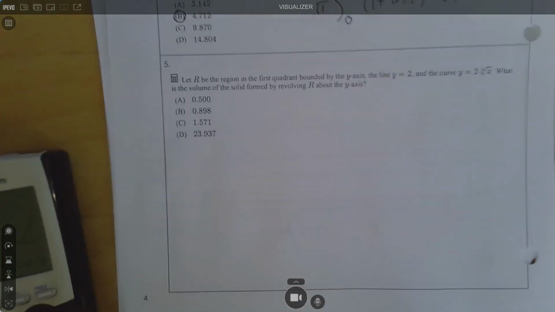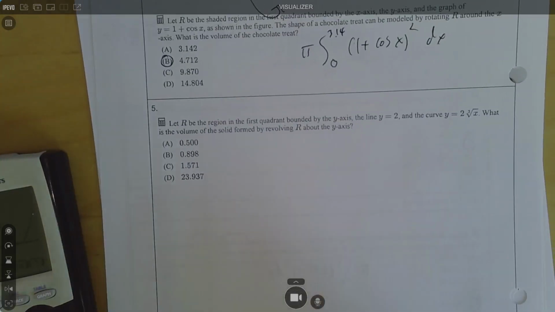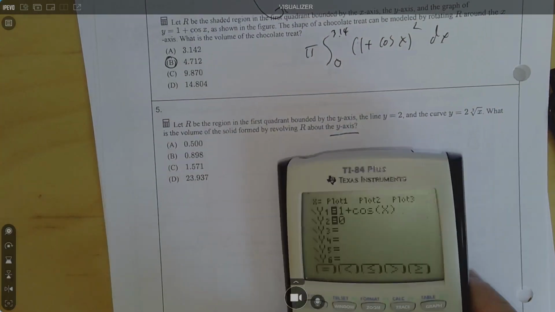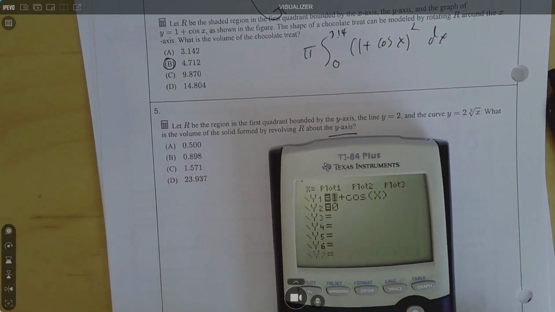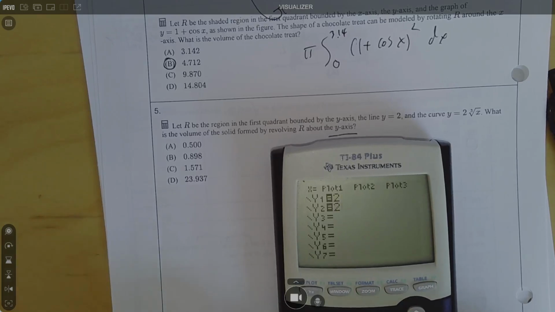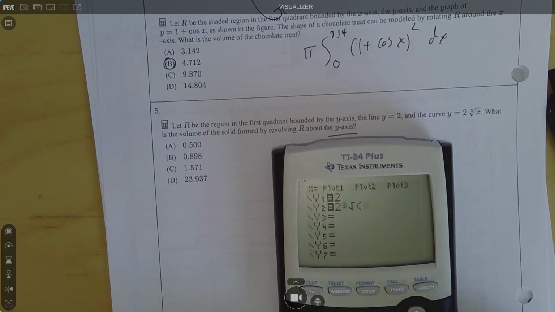Let R be the region in the first quadrant bounded by the y-axis, the line y equals 2, and the curve y equals 2 cube root x. What is the volume of the solid formed by rotating R about the y-axis? Okay, so we've got a y-axis one here. Let's put it in the calculator. We're going to have y equals 2, and 2 cube root x. You could either do it to the 1/3 power, or if you click math 4, there's a cube root there.